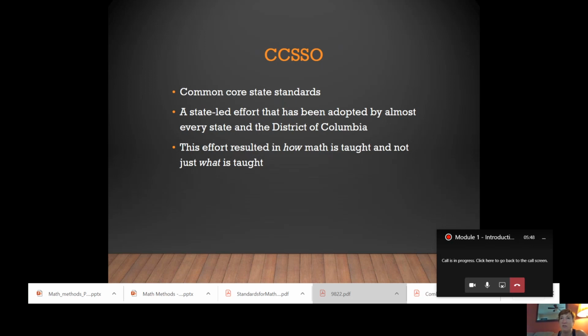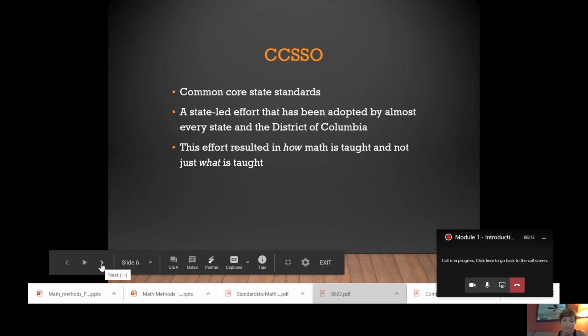Another really interesting thing that I think you should know is that there's still these standards, although we have adopted them in Pennsylvania, this can change at any time. So the state can decide not to use them or change what they're doing. So that's something you really should be aware of. But as of right now, Pennsylvania is using the Common Core state standards.